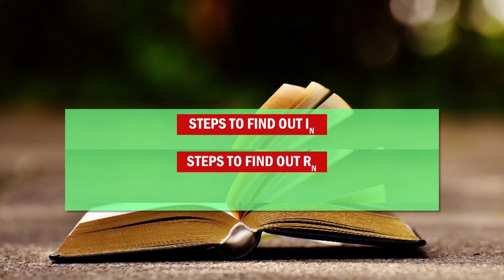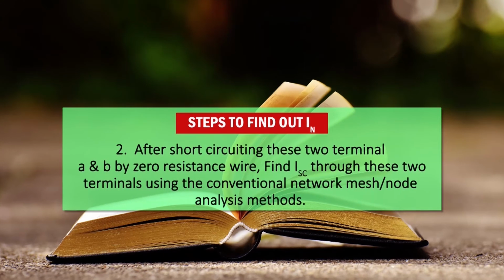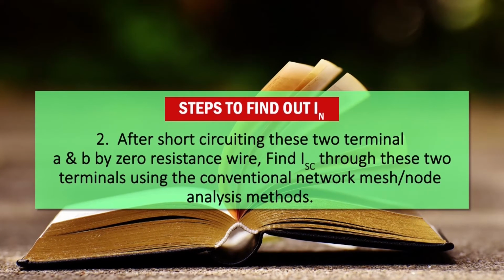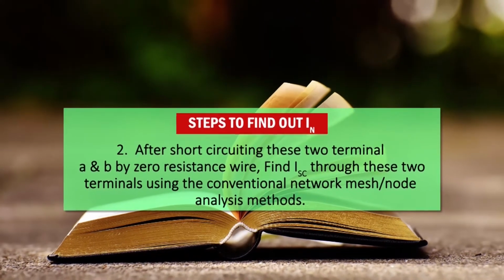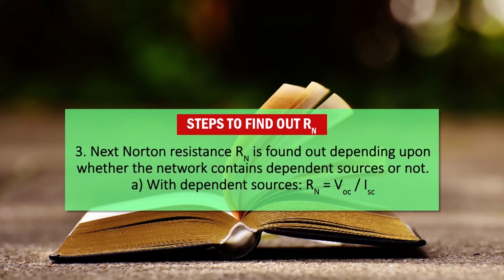The first step is that the terminals of the branch or element through which current is to be found are marked as, say, A and B, after removing the concerned branch or element. The second step is, after short circuiting these two terminals A and B by a zero resistance wire, find the short circuit current, that is ISC, through these two terminals using conventional network analysis, either mesh analysis or nodal analysis.